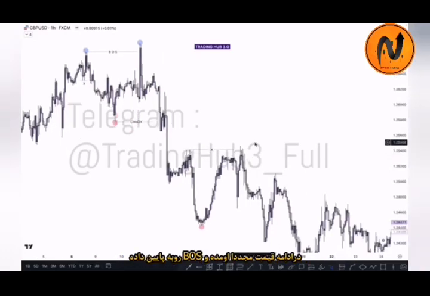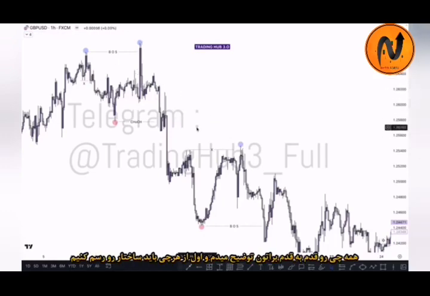We need again a break of structure. Same thing happens here. Market again pushes downside and creates a break of structure here. After the break of structure, our lower high is confirmed at this point. I will show you exactly everything.